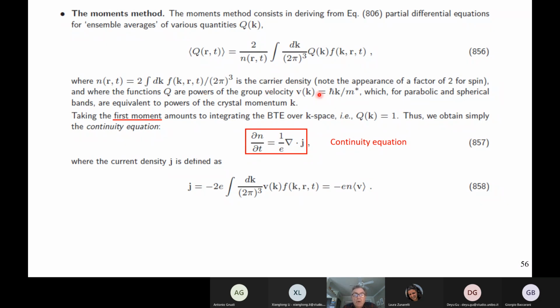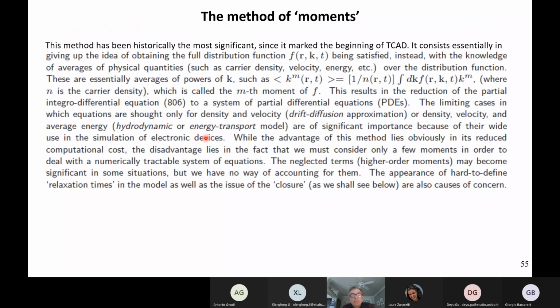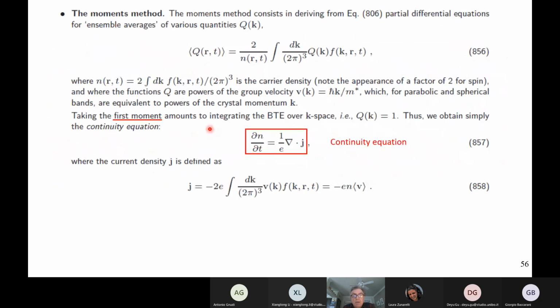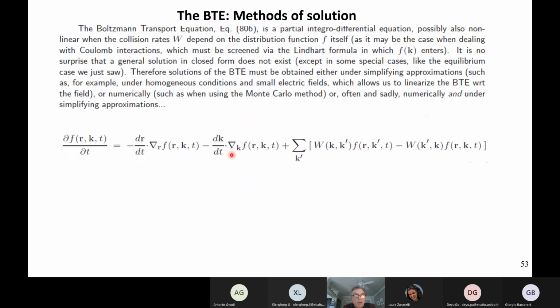So I will also assume for now that the velocity is given by a parabolic expression. This is the group velocity, which is the gradient of the energy-k dispersion, which is h bar k divided by the effective mass. So if I take the first moment, what do I get? From this term, I get the derivative in time of the density, which will be equal to the divergence of the current, which is what I get from this expression over here.